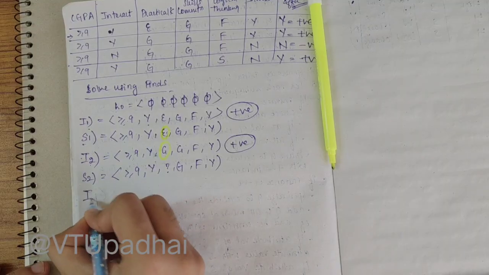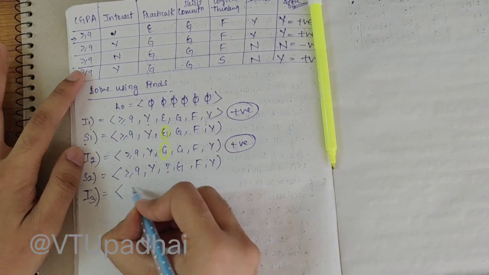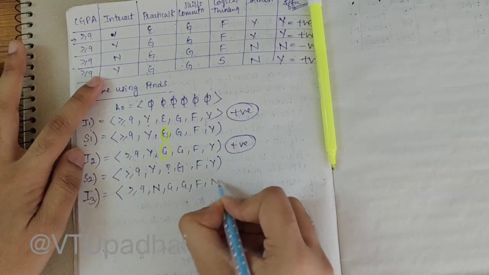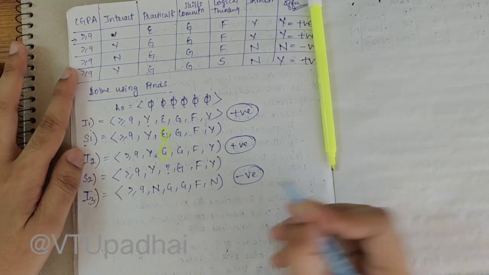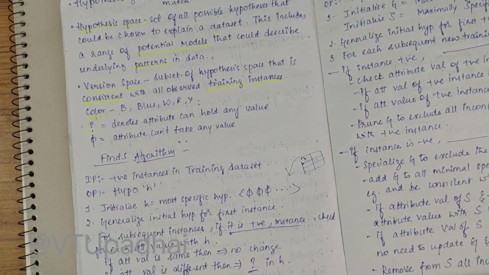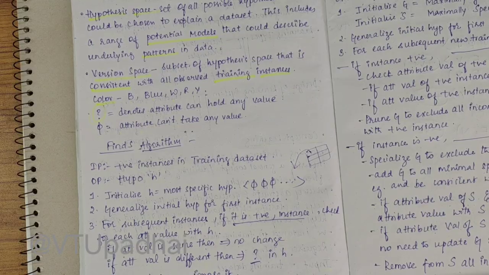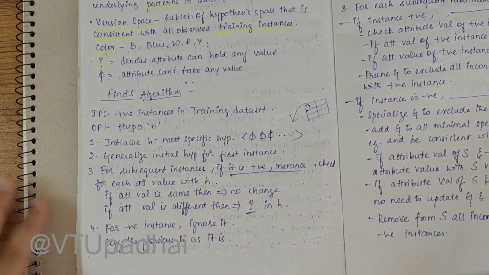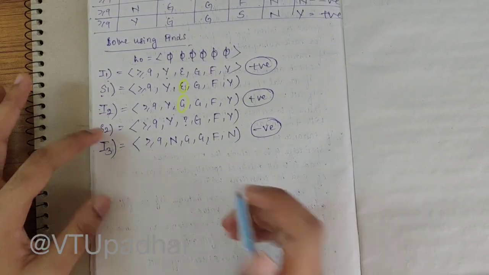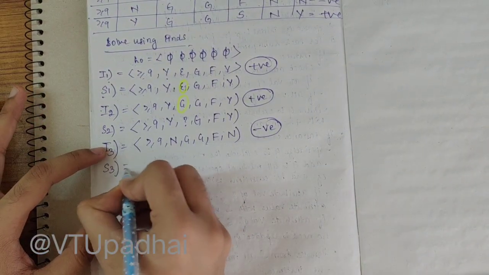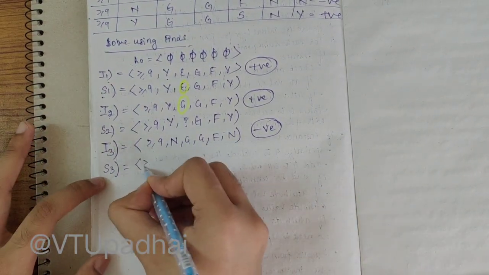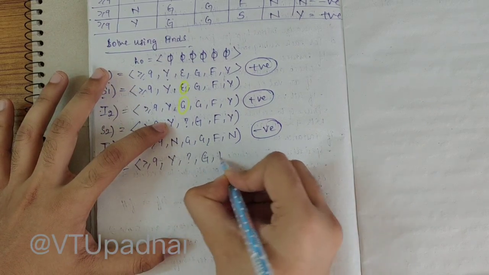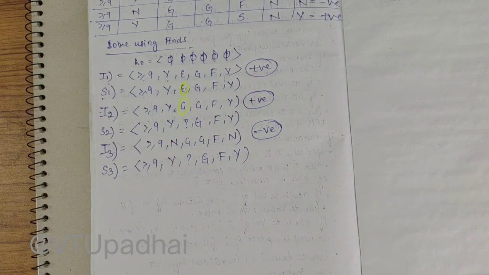Now I'll consider the third instance. I'll write greater than equal to 9, N, G, G, F, and N. Here I have a negative instance. So whenever I have a negative instance, ignore it and copy the previous H as it is. They have said for a negative instance, ignore it, copy the previous H as it is. So here I need not perform anything. For the S3 value, I'll copy whatever S2 is there as it is. Okay. Greater than equal to 9, Y, question mark, G, F, and Y.